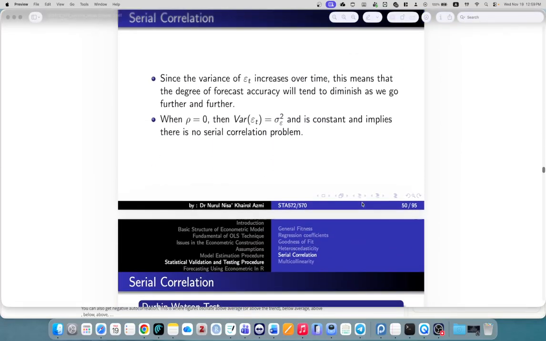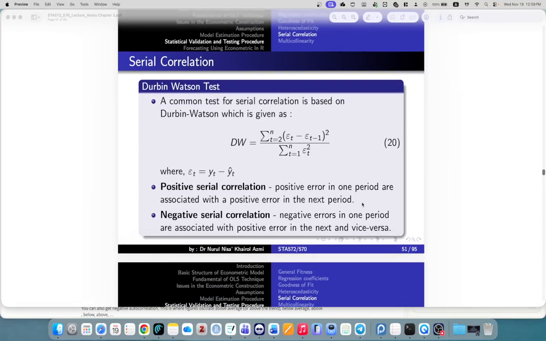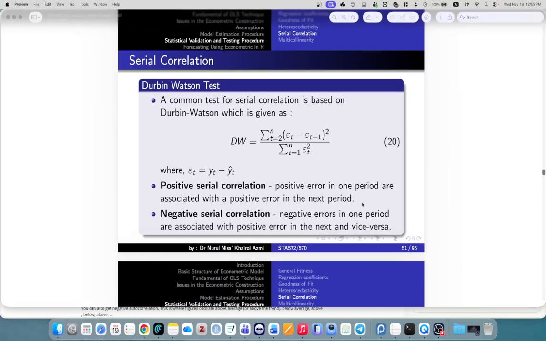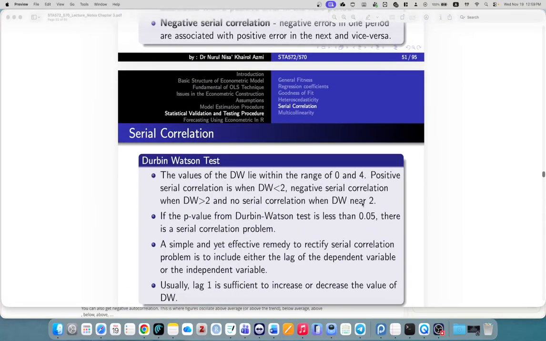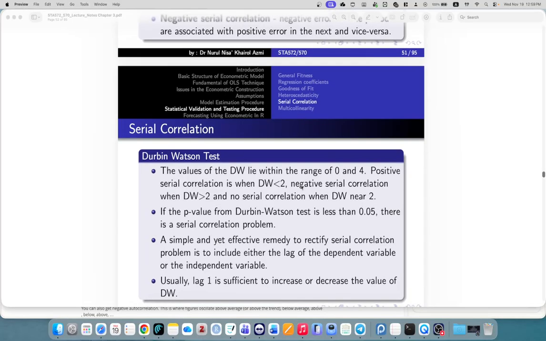So what are the remedies for serial correlation? The remedy is that you can add the lag of the dependent variable.